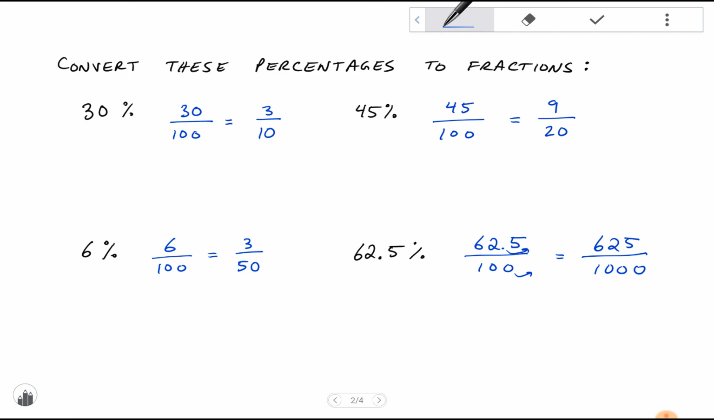And now we can simplify this value here. 625 divided by 5 is going to give us, what is that value going to be? 625 divided by 5, that's 125. And 1,000 divided by 5 is 200. And we can divide that also again by 5, right? So we divided each of these by 5. We can divide each of these by 5 again, and that'll bring us all the way down to 5 over 8. All right, so 62.5% is actually 5/8. It simplifies to a really nice small fraction.